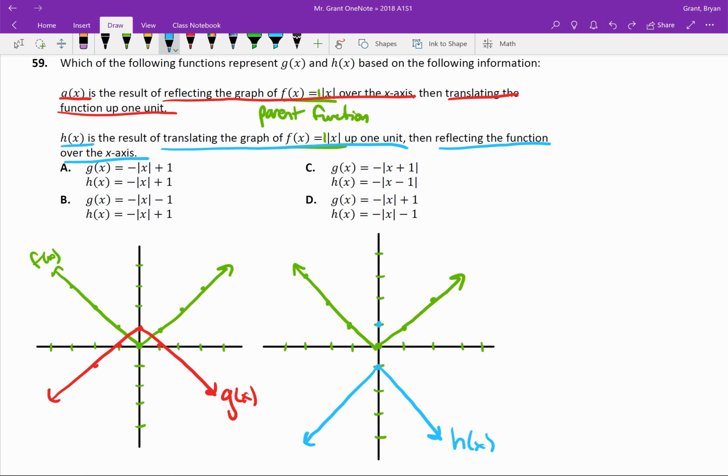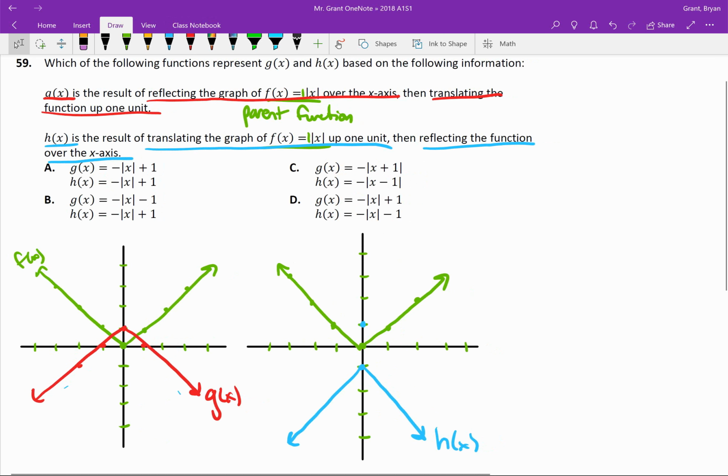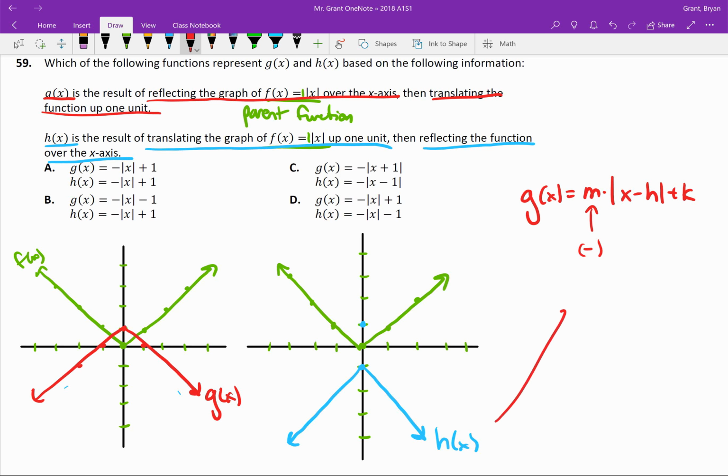G of x, we just need to figure out the equation for, and then we should be set. Now, g of x is facing down. Because it's facing down, if we think of our hk form, that hk form is m absolute value of x minus h plus k. The facing down part has to do with the slope. So my slope to be facing down has to be a negative number, and that's the same thing for h of x as well. So we know they have to have a negative slope, and they all have negative slopes. That doesn't help. Okay, let's see what else then.